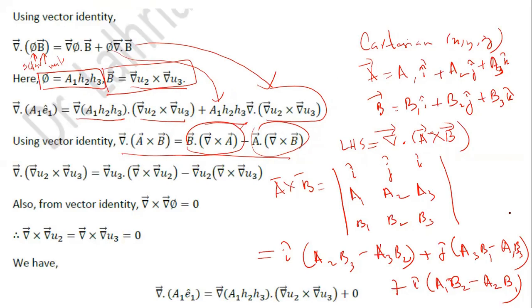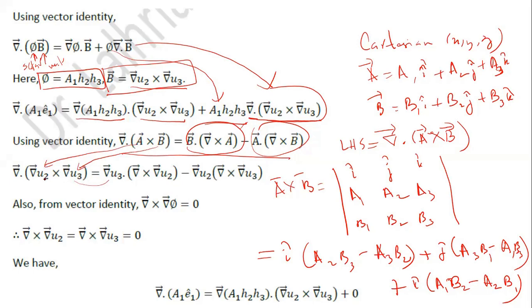Now using this identity, we can write this quantity, that is divergence of grad u2 cross grad u3. Divergence of grad u2 cross grad u3 will be, instead of A vector you take the grad u2, instead of B vector you take the grad u3. Okay, then you will get B vector dot product with curl of A. What is your B vector? B vector is grad u3 dot product with curl of A.